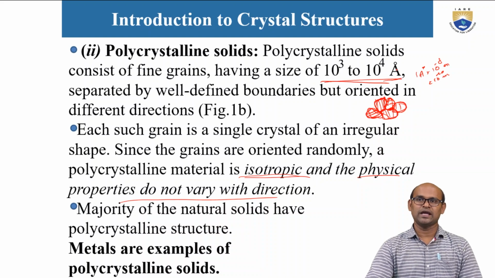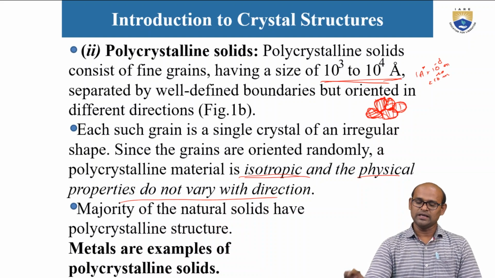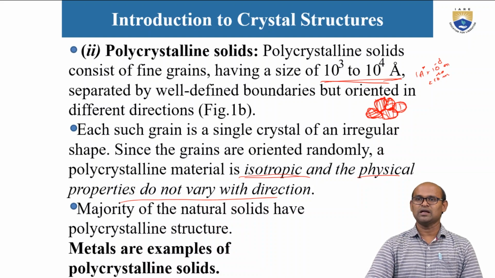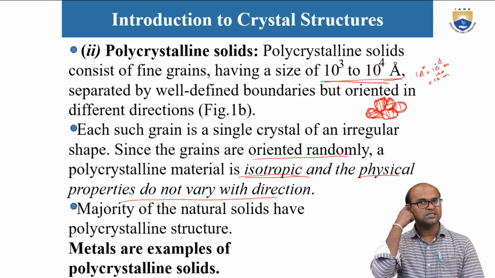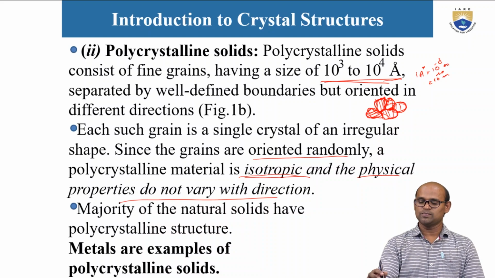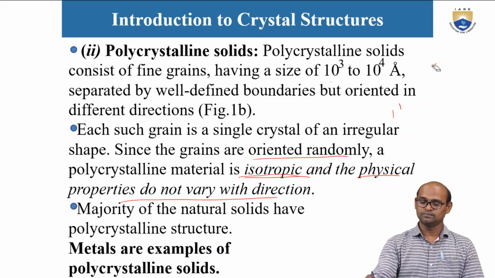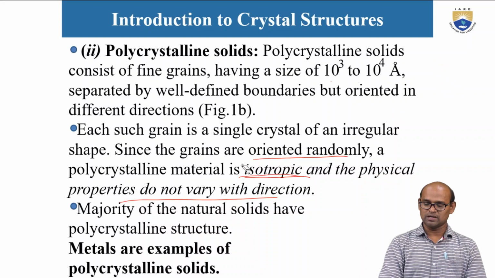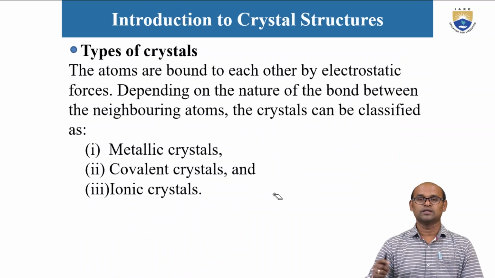And each of these grains is separated by a boundary called grain boundary. And in each grain, there is an arrangement of atoms. Overall, if you look at it, they are oriented in a random way, and each grain is oriented in a random direction, and hence these polycrystalline materials are called isotropic substances, and their physical properties do not vary with direction. And the examples of polycrystalline materials are metals. Metals are all examples of polycrystalline solids.